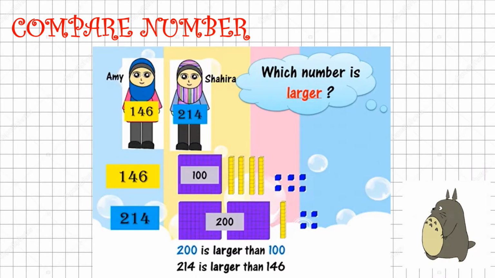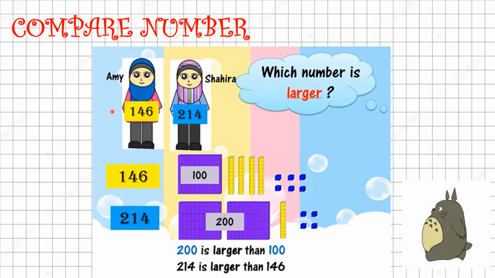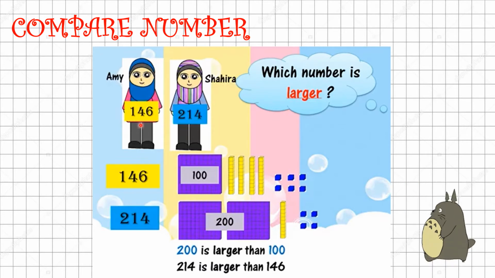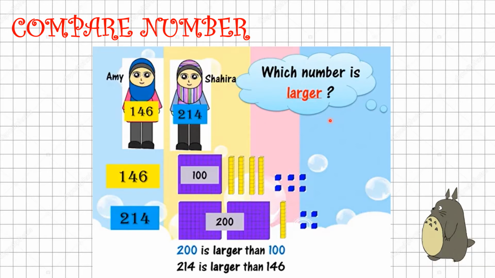Now let's look at this picture. Compare number. Amy, she's holding number 146, and Shahira, she is holding number 214. Which number is larger? Okay, maksud larger di sini ialah besar.